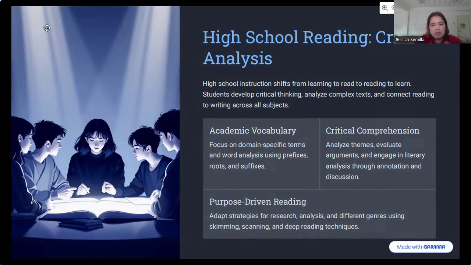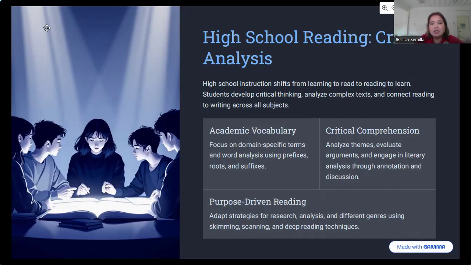And at the same time, being exposed to how they are going to read with skimming, scanning, and other reading techniques. Again, under high school reading, we have what we call critical analysis, or developing critical thinking of our learners through critical analysis. High school instruction shifts from learning to read to reading to learn. Students develop critical thinking, analyze complex texts, and connect reading to writing across all subjects.